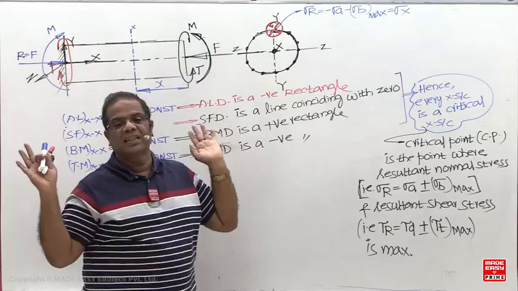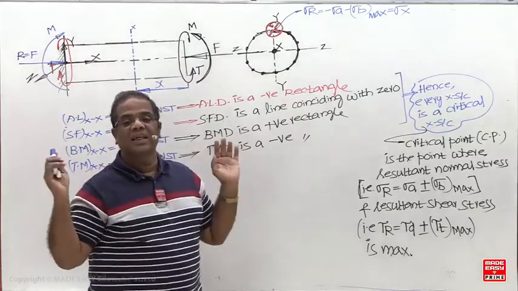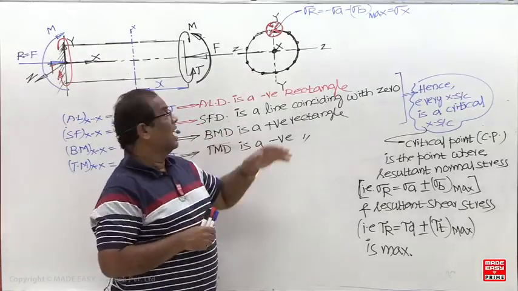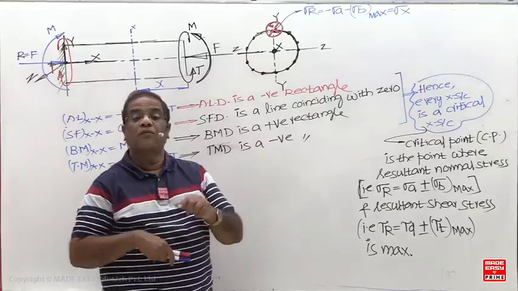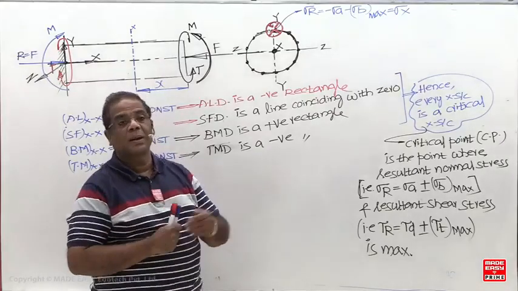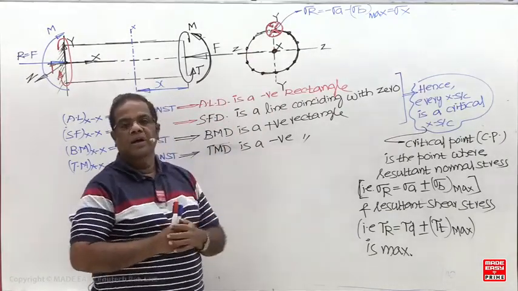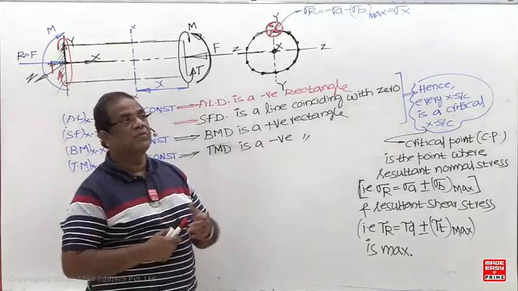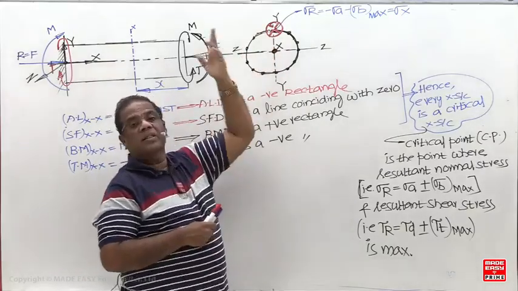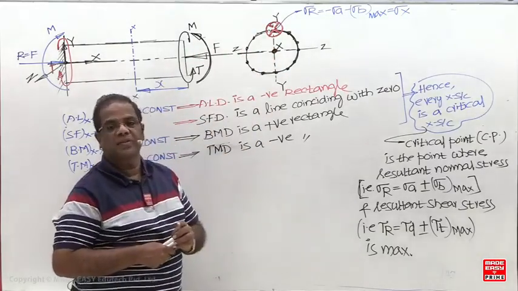If only axial load is there, which points are critical? Every point is a critical point. If only bend moment is there, which points are critical? Top and bottom. If only twist moment is there, which points are critical? Any point on the periphery.